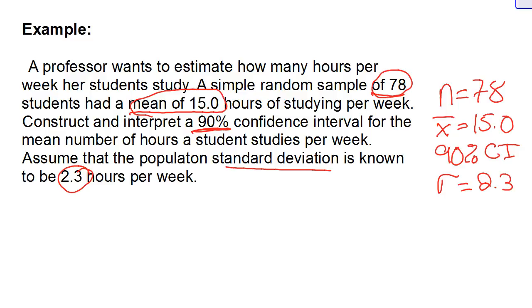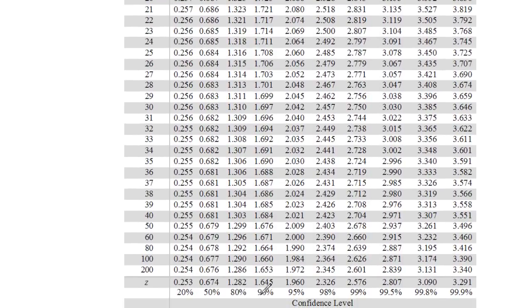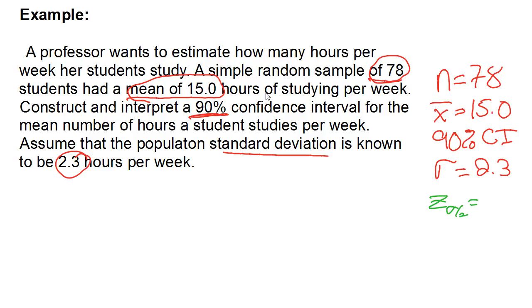The information that we need to find is z alpha divided by 2. So since it's a 90%, we can use the t-distribution table and come here to the bottom. For 90%, our z is 1.645. So I'm going to come back over here, and our z is going to be 1.645.